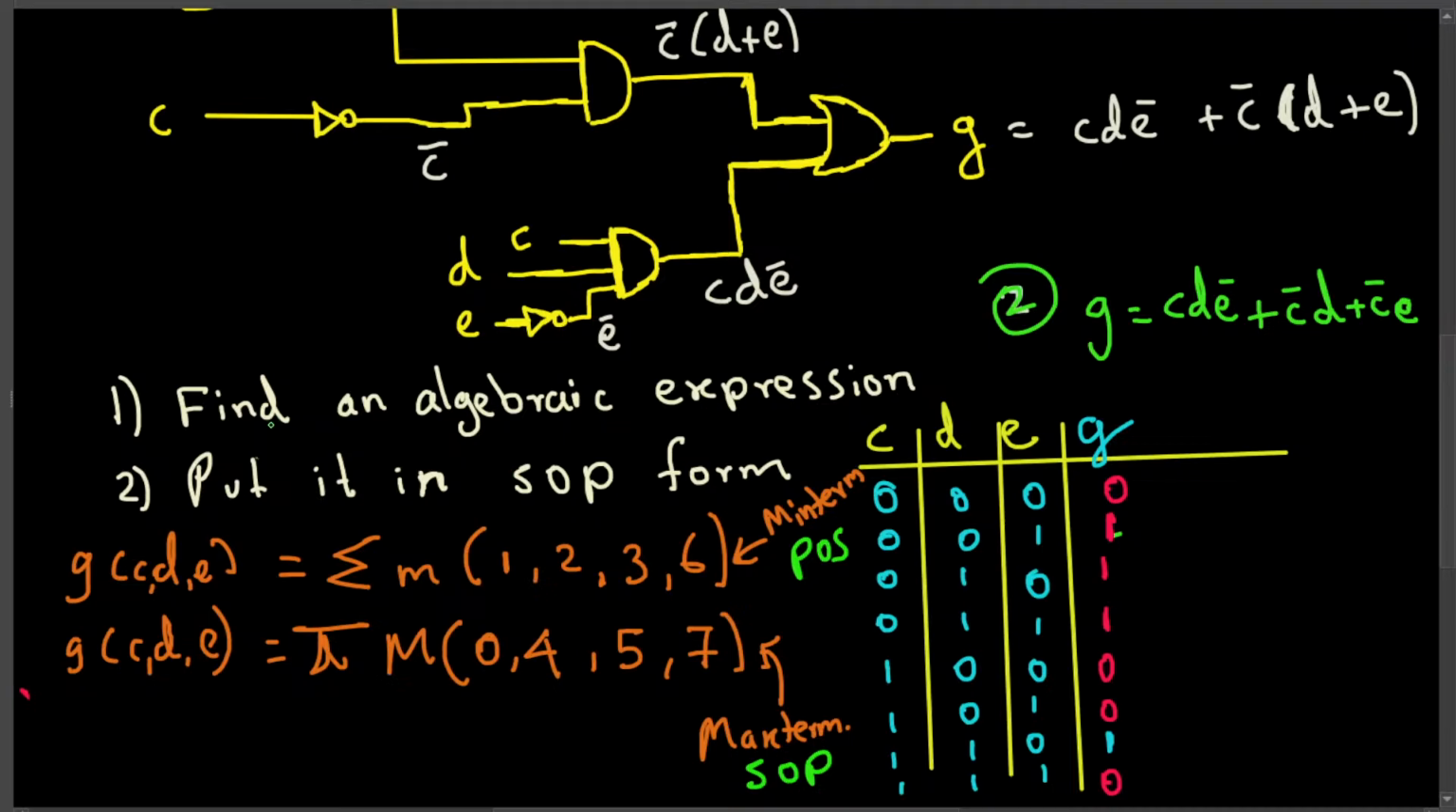Like the question asked us to find an algebraic expression. We did it here, and then the question also asked us to put it in SOP form. We did that one here as well. And additionally, I did like how to find the min term, max term, but here's a mistake. This is sum of product, right? I put product to sum, but this is sum of product, and this one is product of sum.